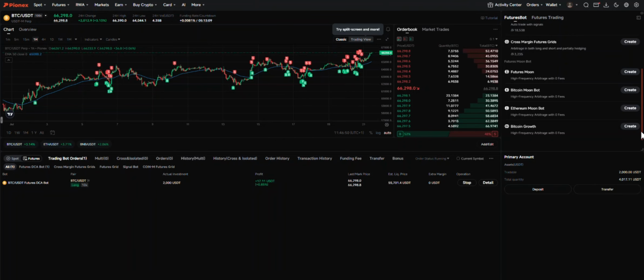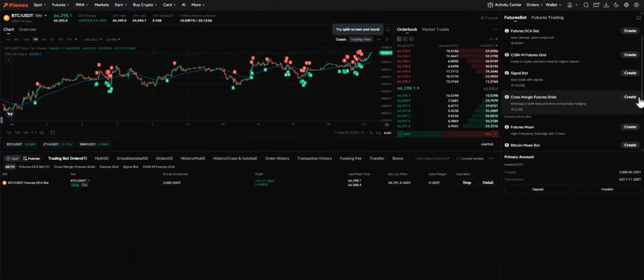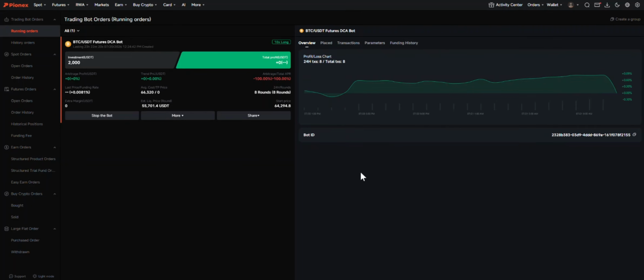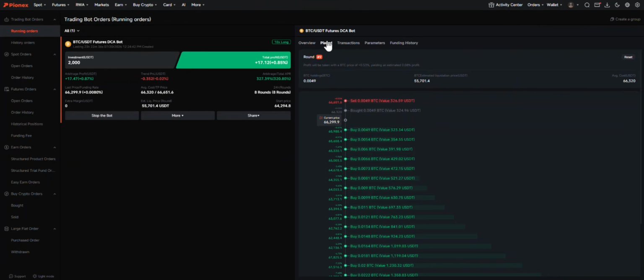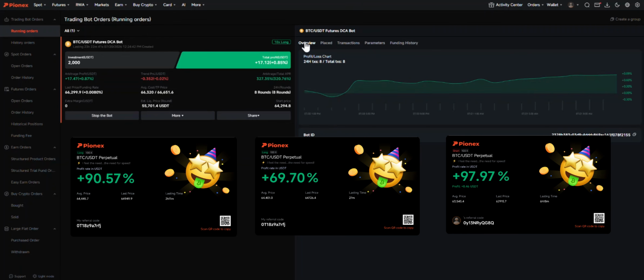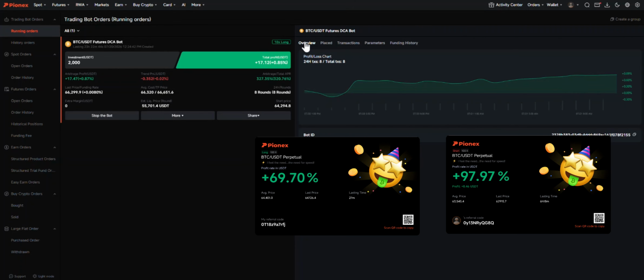But this is not what I want to cover. I want to cover the signal bot, but also take it to a different level. Now we can see that there is a bot running here, and it's up by $17. It's okay. It's just a futures DCA grid bot, but you want a bot in Pionex that is making a lot more money like this, you know. So you want a bot that actually trades in, out, in, out.